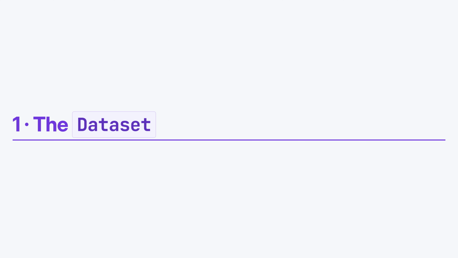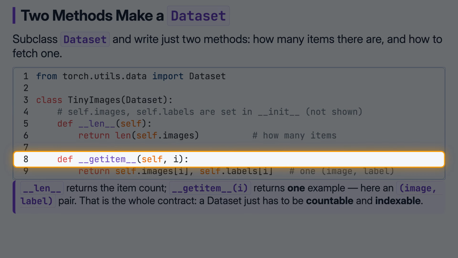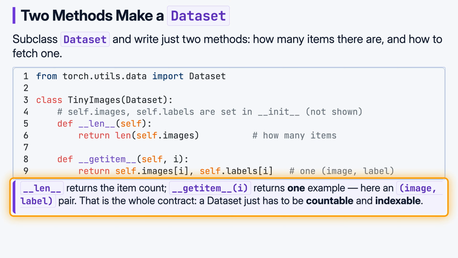First, the dataset. The 2 methods that say what your data is. Subclass Dataset and write 2 methods. The first is __len__. It returns how many items there are. The second is __getitem__. Given an index i, it returns one example. Here that is an image and its label. That is the whole contract. A dataset must be countable and indexable. __getitem__ hands back one item, not a batch. The batching is the DataLoader's job next.